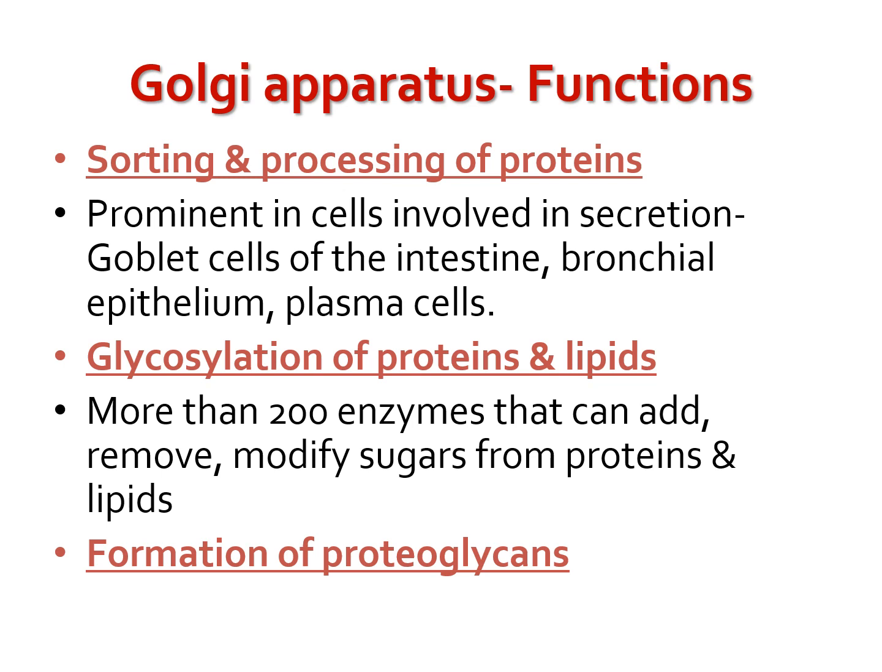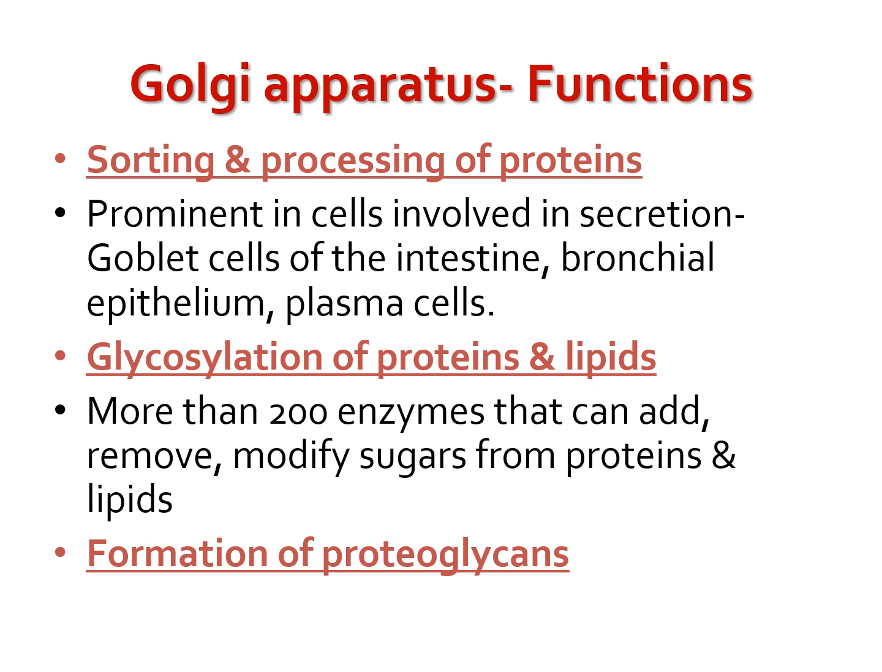So once the proteins are synthesized in the rough endoplasmic reticulum, they will be packed by the Golgi apparatus into the secretory vesicles. So any cell which is involved in secretion will have more Golgi apparatus, like goblet cells in the intestine, bronchial epithelium and plasma cells. So the sorting and processing of proteins is done by Golgi apparatus. We can remember it as the packaging of proteins.